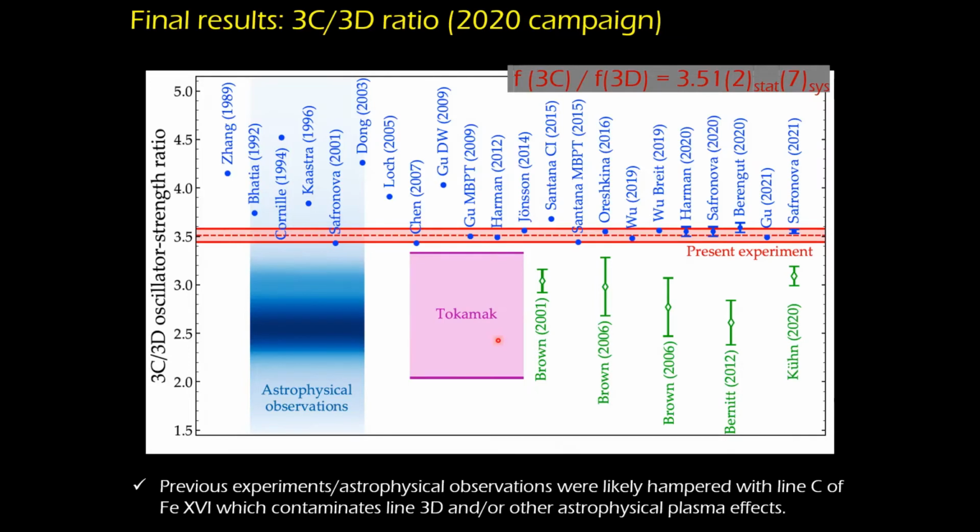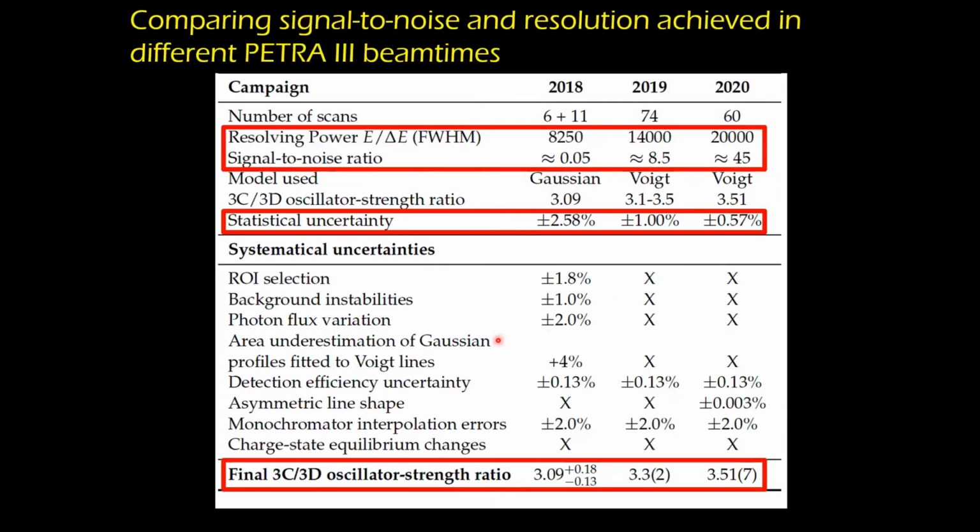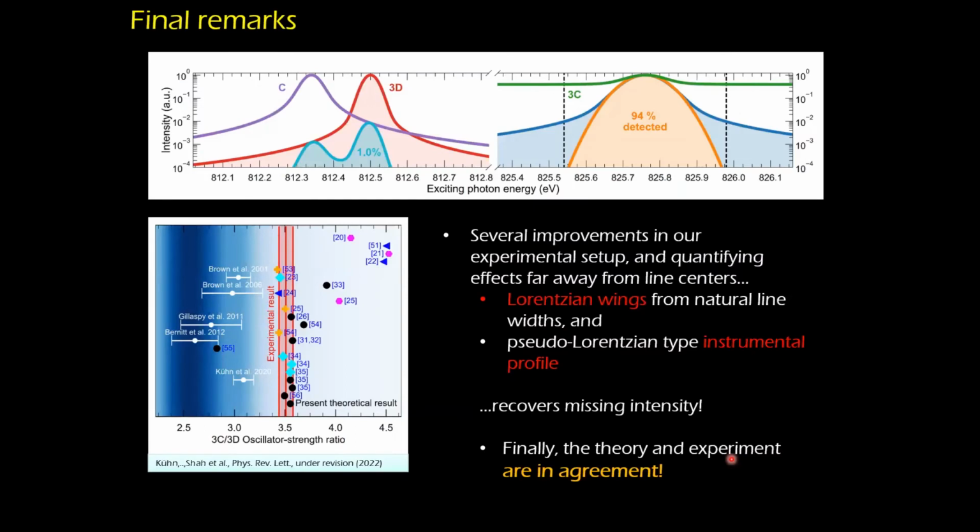So what are the improvements that we made in numbers? We went from 8,000 to 20,000 resolving power, and signal to noise ratio from 0.05 to 45, which also reduced the statistical uncertainty from 2.6% to 0.6%. And the oscillator strength ratio climbed from 3.1 to 3.51, now in complete agreement. So what are my final remarks for this problem?